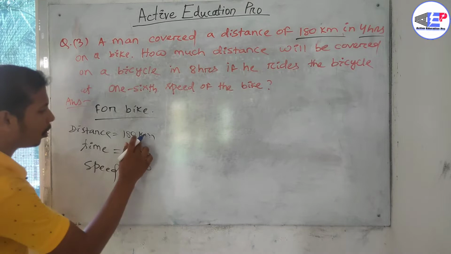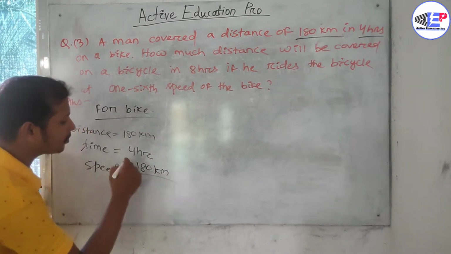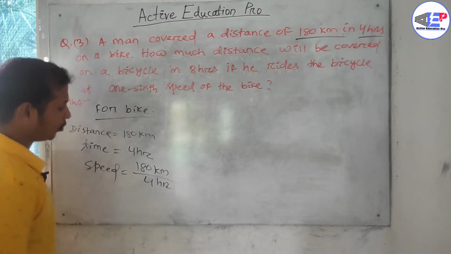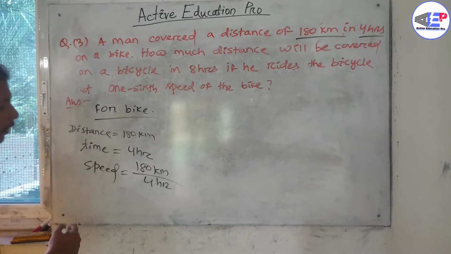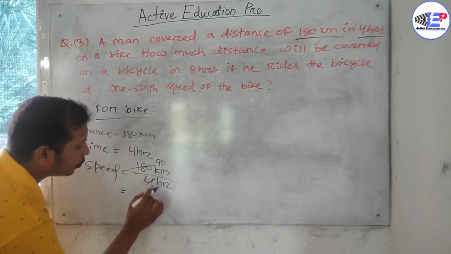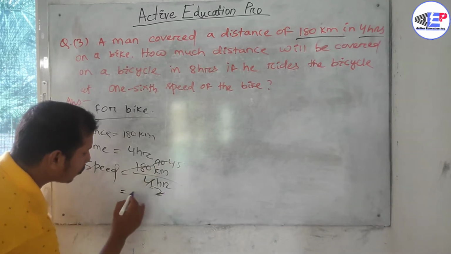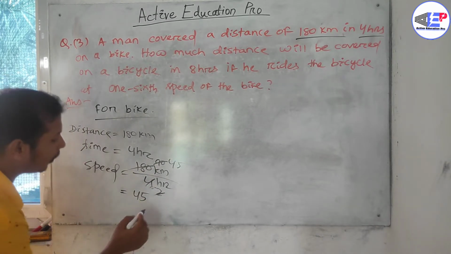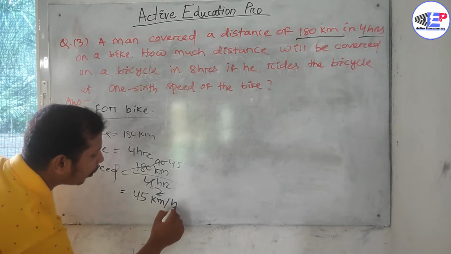Here distance is 180 km and time is 4 hours. So the speed of the man on a bike will be equal to 180 divided by 4, which is 45. So the speed of the man on a bike will be equal to 45 km per hour.